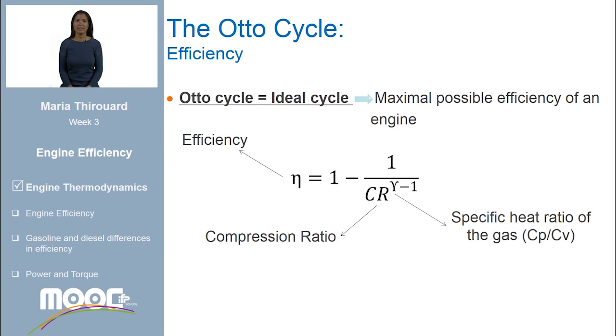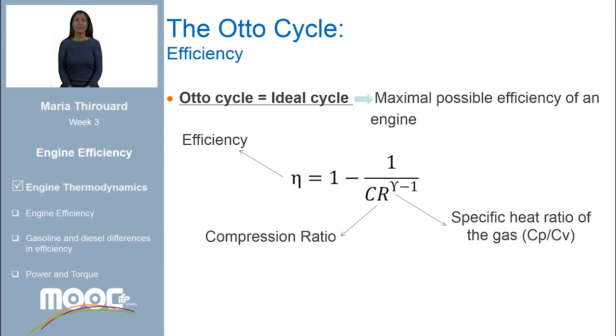The efficiency of this ideal Otto cycle, or thermodynamic efficiency, is the maximal possible efficiency that we can get out of an engine. The equation for the thermodynamic efficiency of an Otto cycle is defined as 1 minus 1 over the compression ratio to the power gamma minus 1, where gamma is the specific heat ratio of the gas, Cp over Cv. From this equation, you can see that the engine's thermodynamic efficiency depends directly upon the compression ratio. Increasing the compression ratio will improve the thermodynamic efficiency.